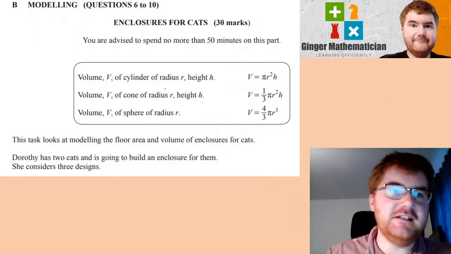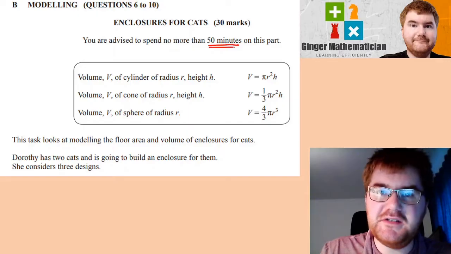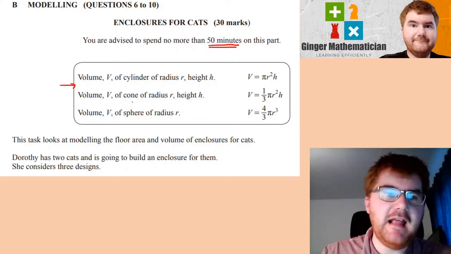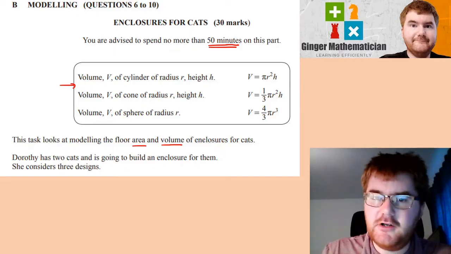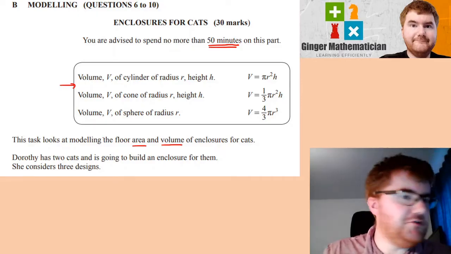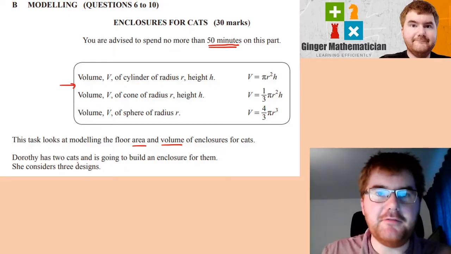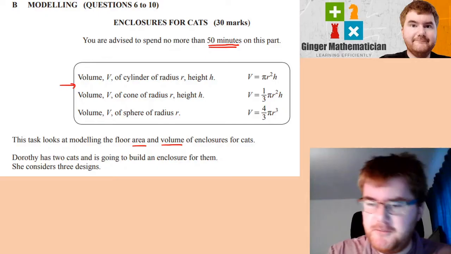Right, let's get started. So we're looking at an enclosure for cats, and you're advised to spend no more than 50 minutes on this part. And we're given some very useful formulae for the volume of a cylinder, cone and sphere, and we're looking at modelling the floor area and volume of enclosures for cats. And Dorothy has got 2 cats and she wants to build an enclosure for them. How nice. And we're going to look at three designs as we go through the question.